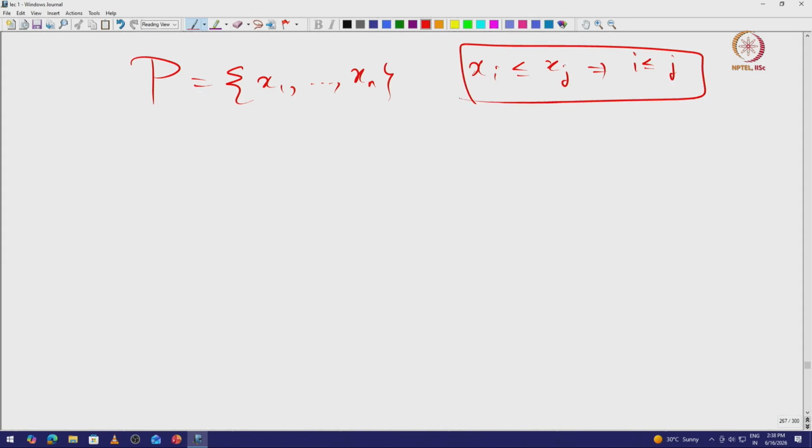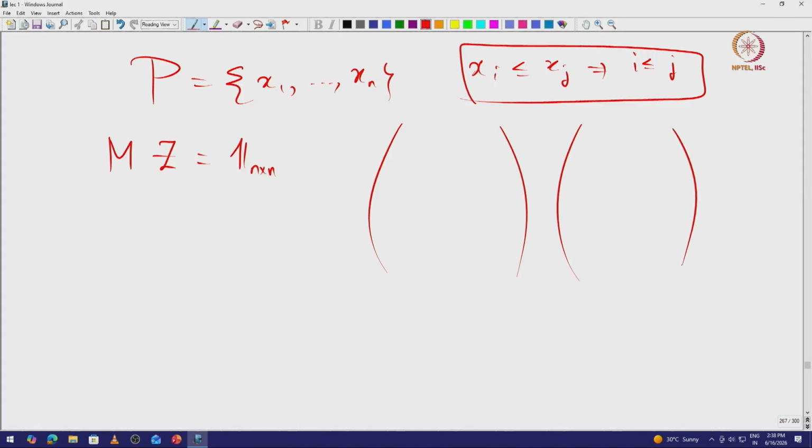So, this is the linear extension that we are working with. Now we have the equation mz equal to identity. Now, recall that in matrices, if we take a product of two matrices, to look at the ijth entry in the product, we take the ith row in the first matrix, and then the jth column in the second matrix.